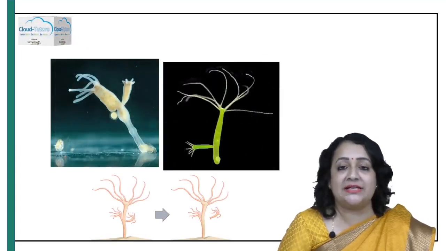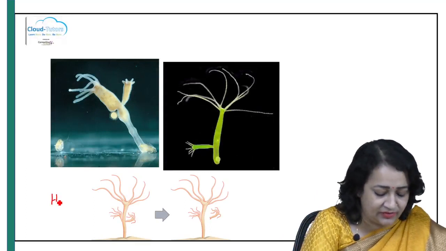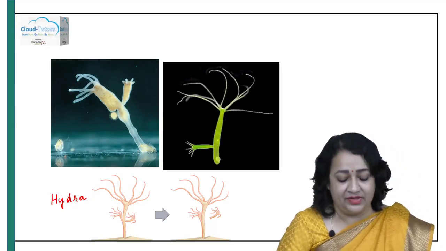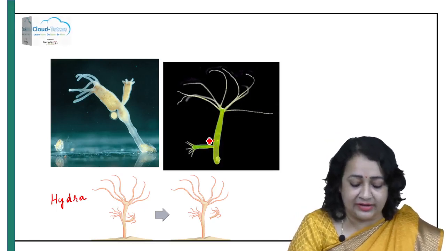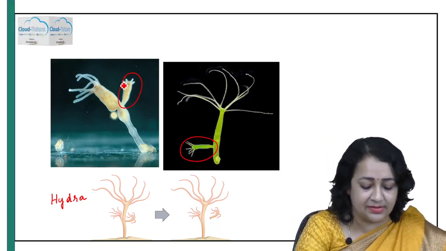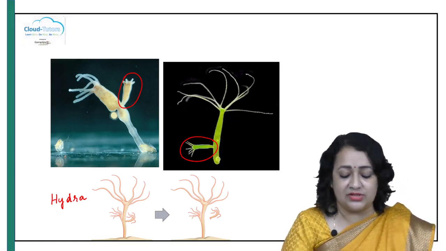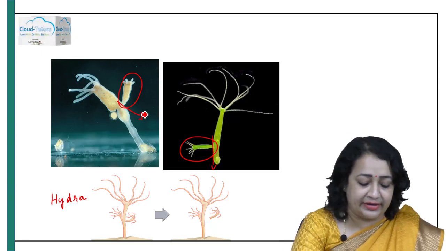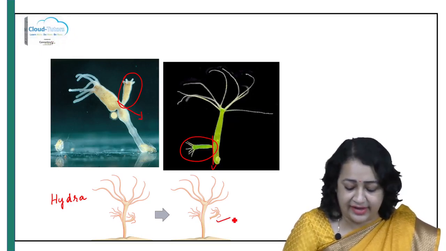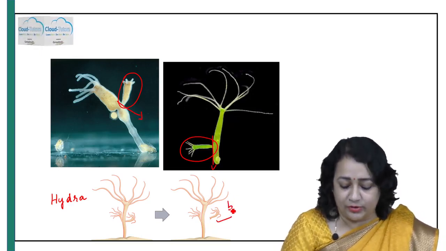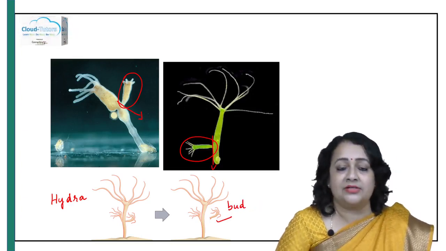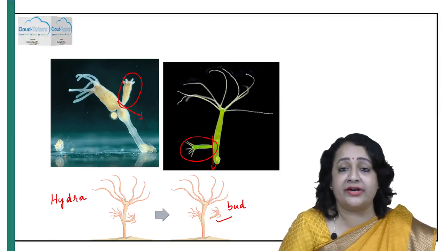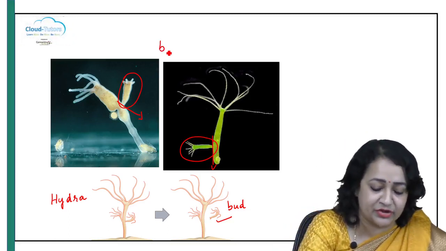Budding can also be seen in the case of hydra. So I have an example of hydra here. What happens in hydra? In hydra, if you see, there is a bud coming up here. This is the bud. Once the bud is completely grown, it is going to get detached from the parent body, and that bud is going to grow into a new organism. So the asexual mode of reproduction in the case of hydra is also by budding, by the formation of buds.